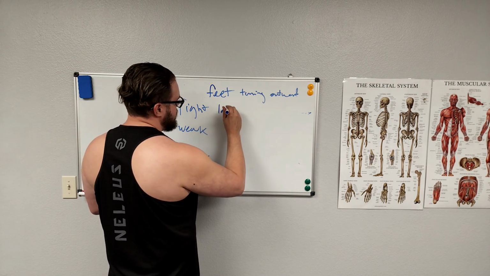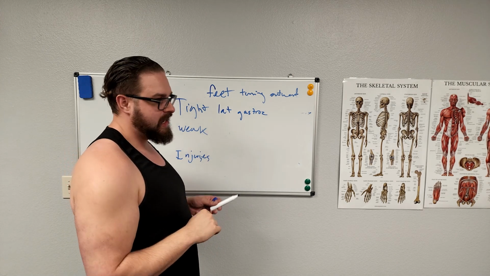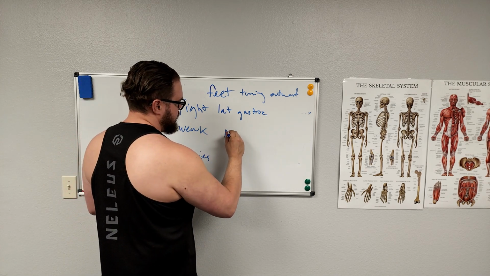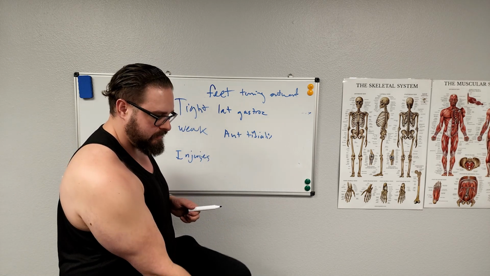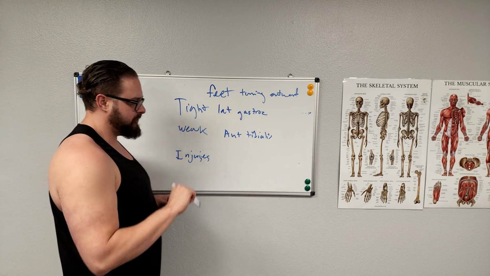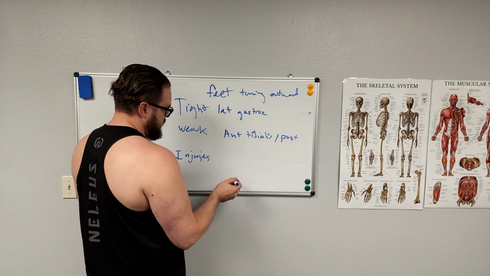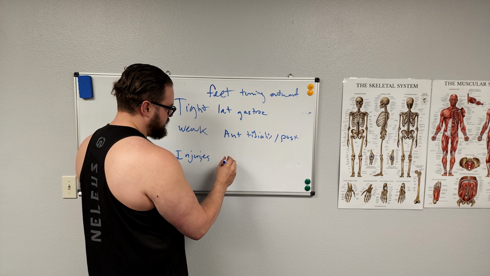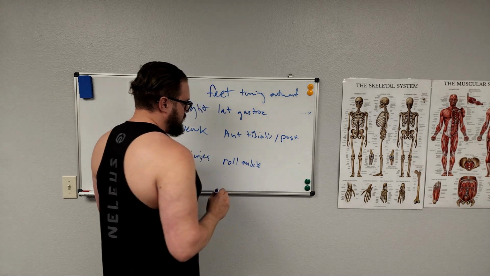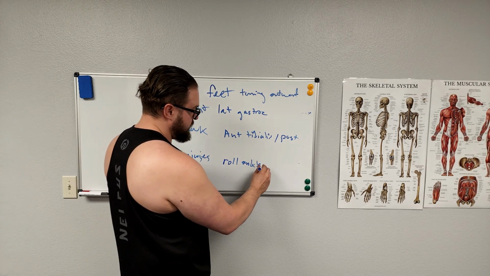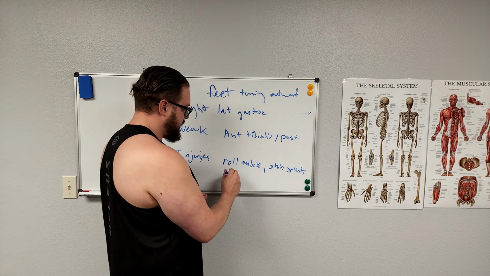So lateral gastroc's tight. Lateral gastrocnemius, which is your calf, the outside of your calf. What's weak? Your anterior tibialis. Anterior tibialis is right here, right in the front of the shin. Posterior tibialis probably also. So we'll put posterior too. Injuries can occur from that. You can roll your ankle. You can get shin splints. And the one that a lot of people get is plantar fasciitis.